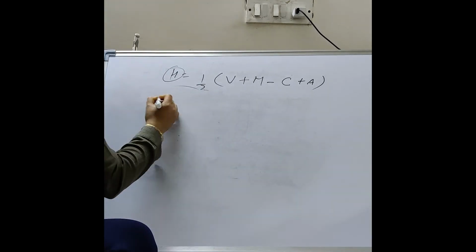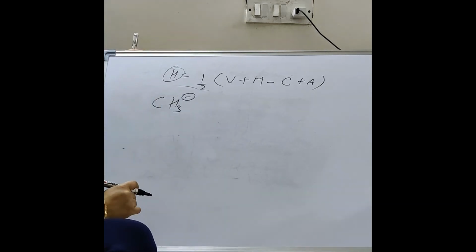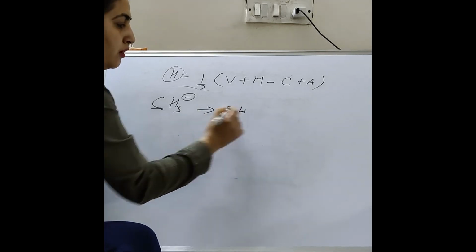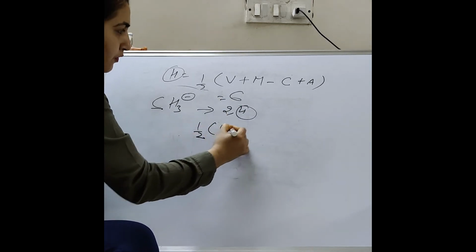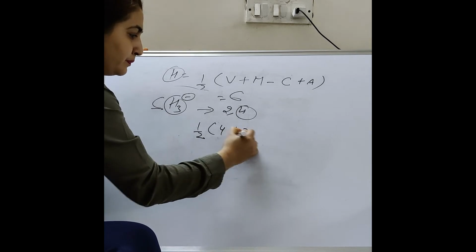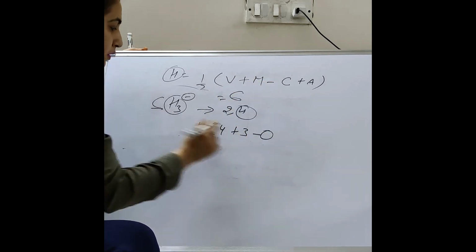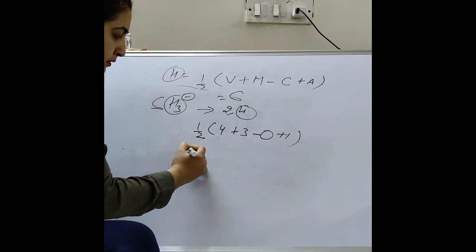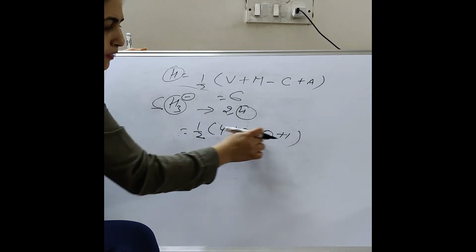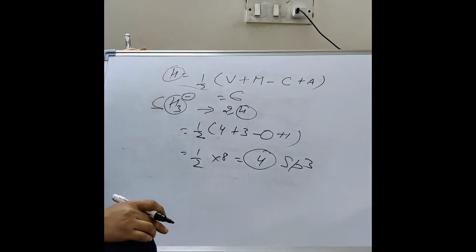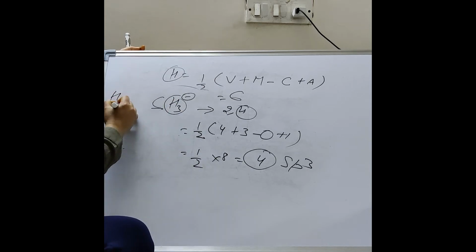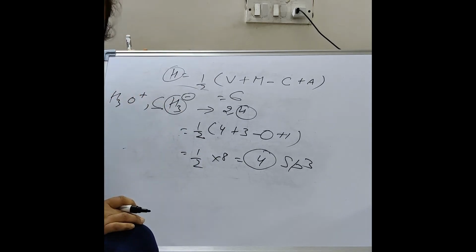which is CH3 negative. So here the central atom is carbon, atomic number 6. The second shell has 4 valence electrons. So 4 plus monovalent atoms 3, minus no positive charge, which means 0, plus an anion charge, which means 1. So 4 plus 3 is 7, 7 plus 1 is 8. So the value comes out to be sp3. So CH3 negative as well as H3O positive both have sp3 hybridization and both have tetrahedral shapes.